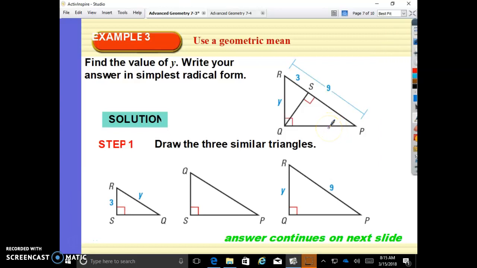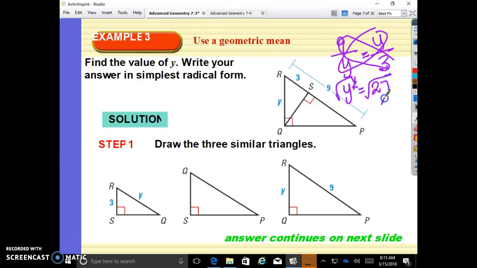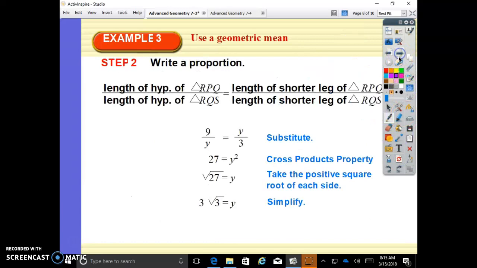Find the value of y. The whole hypotenuse is to the leg, as the leg is the part of the hypotenuse closest to it. Y squared equals 9 times 3, 27. Square root, 9 times 3, so it's going to be 3 rad 3. Y is 3 rad 3. We okay?